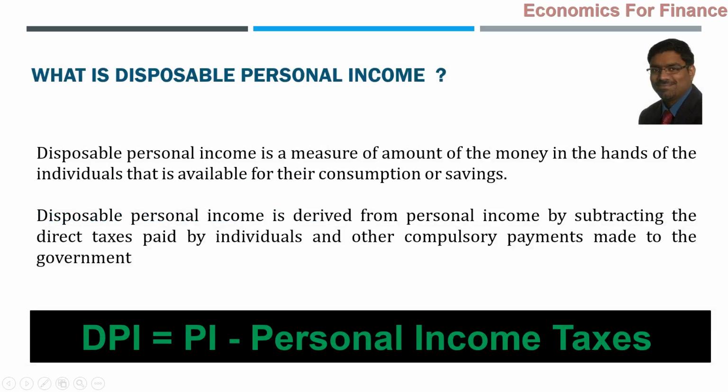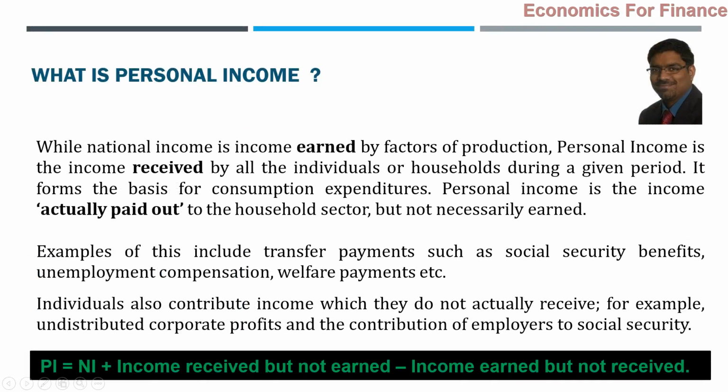Earned is different, received is different. I am sure accounting students understand that. So when you say national income, that was income earned by the factors of production. Then what is personal income? That is what is received by the factors of production, or all the individuals or households, during a given period. Ultimately, where the money will go finally comes to human beings only. Whether it goes to Mukesh Ambani or to an auto driver, ultimately money has to go to human beings only.